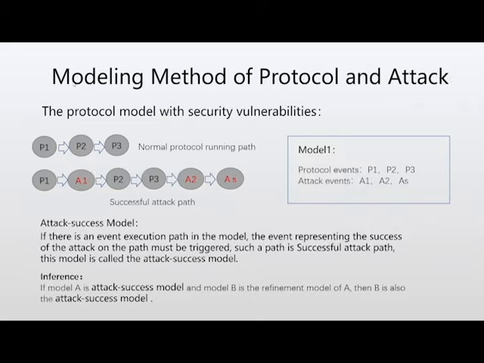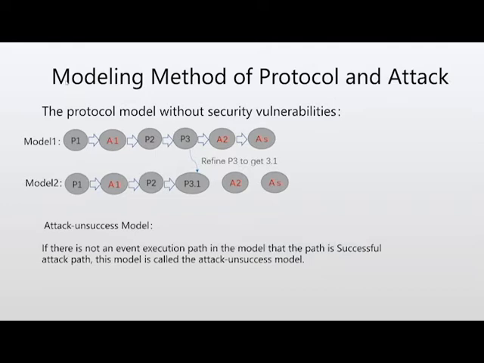From the above definitions and refinement theory, we infer such rules as, if model A is attack success model and model B is the refinement model of A, then B is also the attack success model. Correspondingly, there is a protocol model in our framework which indicates that there is no security vulnerability. We give the definition: if there is not an event execution path in the model that the path is successful attack path, this model is called the attack unsuccess model.